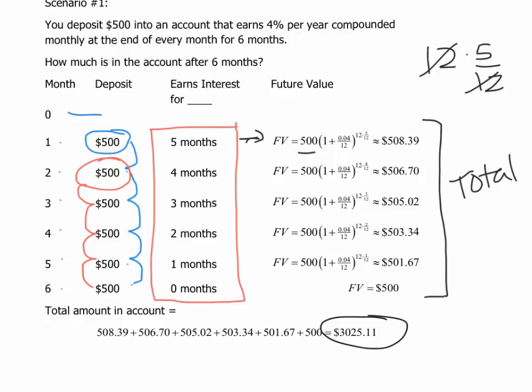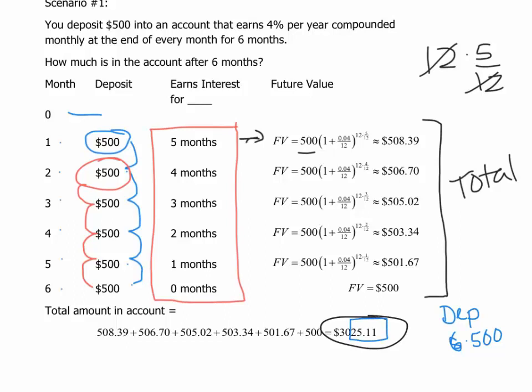So we can see that the total is going to be $3,025.11. One thing to think about is we deposited $500 each month for 6 months. So our deposits were 6 times 500. We deposited $3,000. And so we can tell from this that the $25.11 is the amount that we ended up earning in interest.